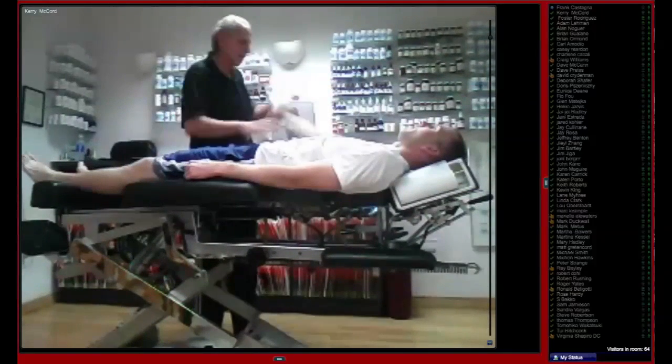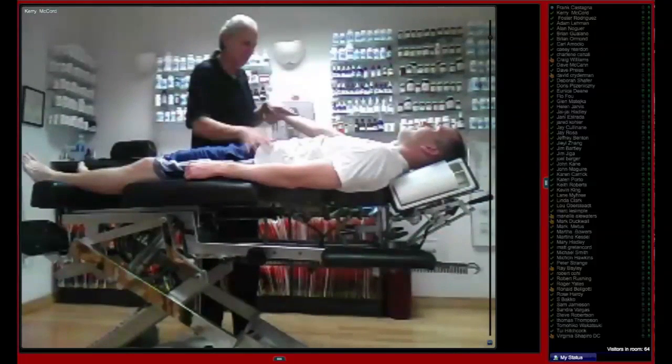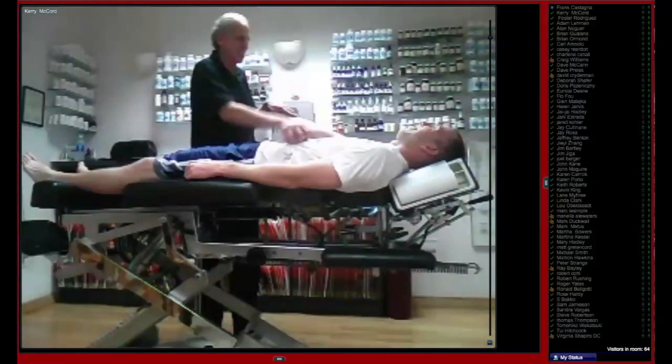I'm going to test the long head of the triceps, resist, and I'm going to, the biceps, thank you, long head of the biceps. It's a good thing we have a doctor on the table. He can correct any of my mistakes.